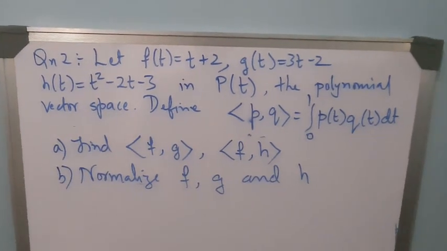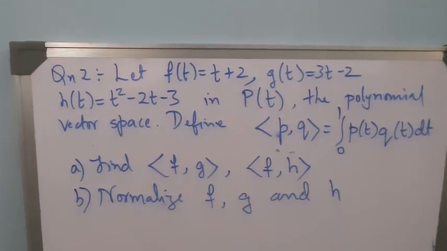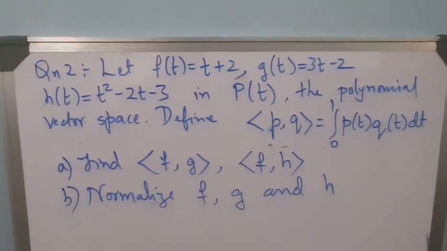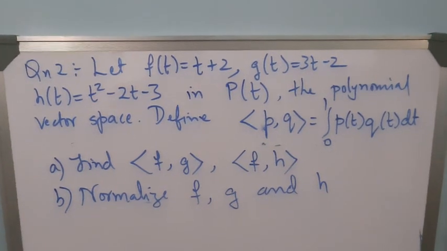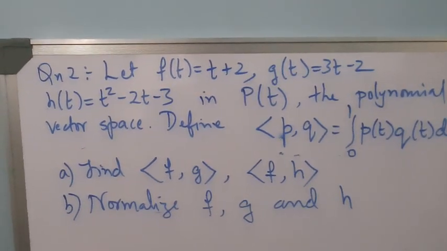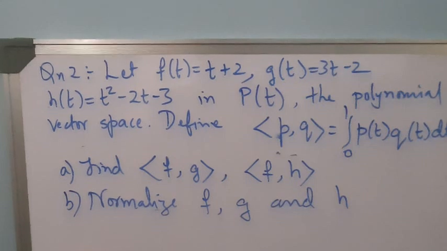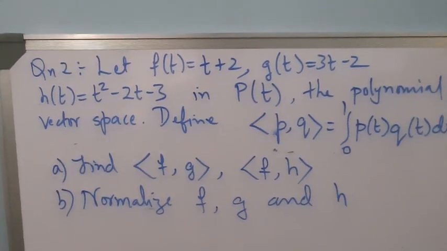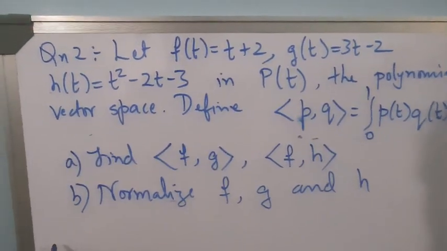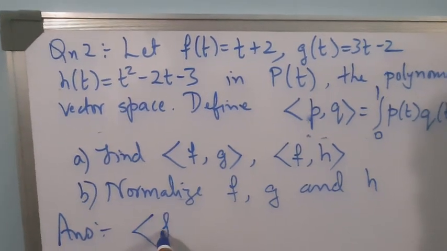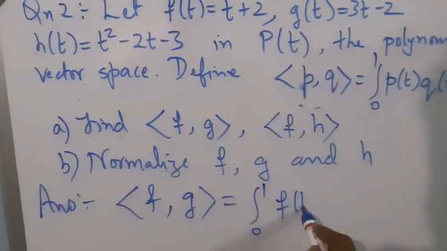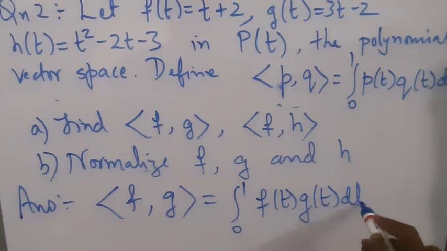We'll take another example where we have f of t, g of t and h of t in the polynomial vector space. We define the inner product of p and q as integral 0 to 1 p of t, q of t, dt. Now the question is to find the inner product of f and g, f and h, and normalize f, g and h. For that, the first step is we require the inner product of f and g, which is integral 0 to 1 f of t into g of t dt.